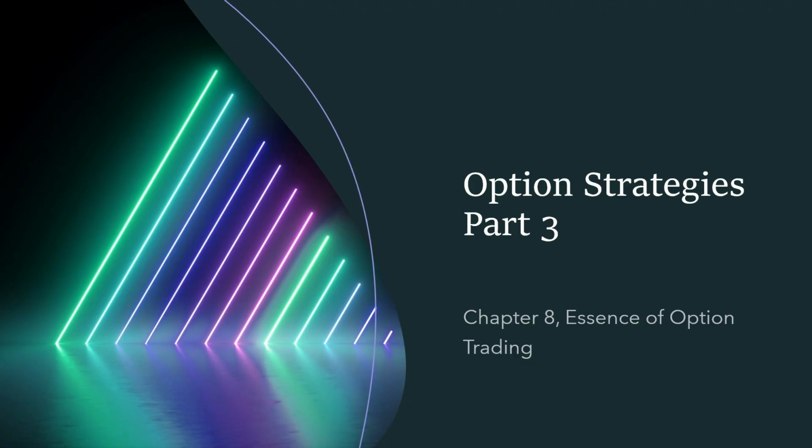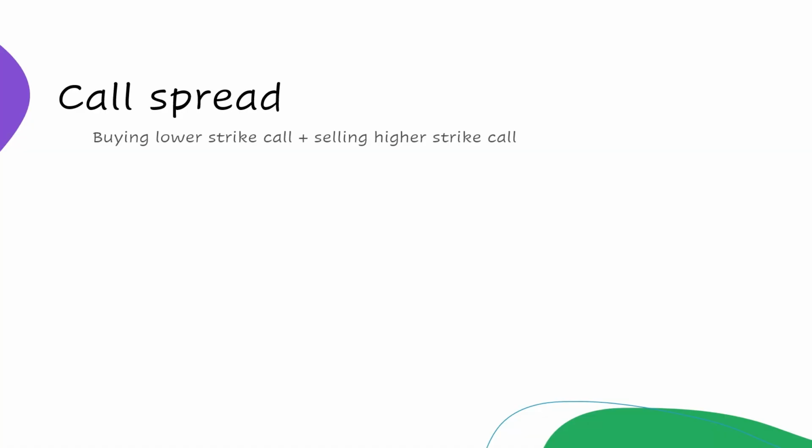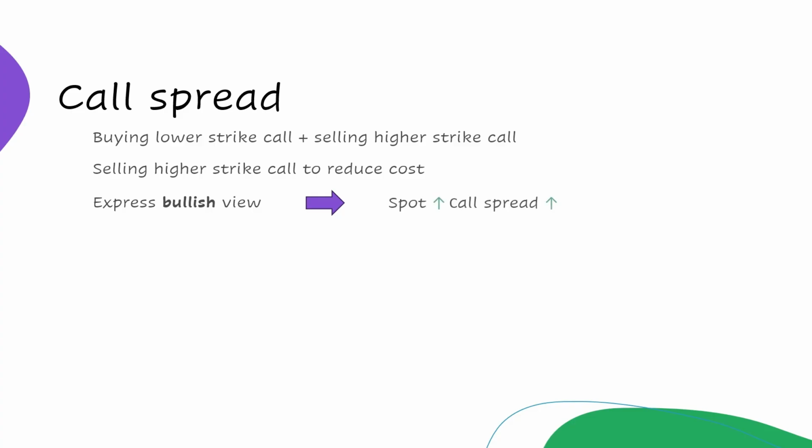This is Chapter 8 of Option Trading Tutorial Series. We will talk about call spread and put spread in this chapter. Call spread is constructed by buying a lower strike call and selling a higher strike call at the same time. The idea is to buy a normal call option, but sell a higher strike call to reduce the overall premium. Similar to buying a call, call spread is a way to express a bullish view on the underlying, as call spread price goes up when underlying spot goes up.